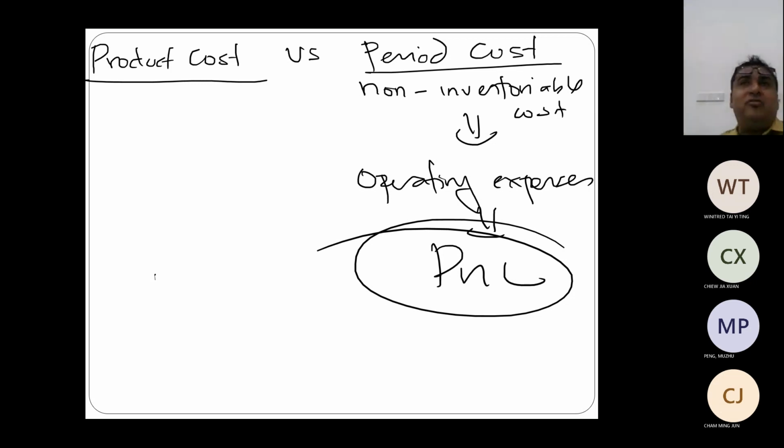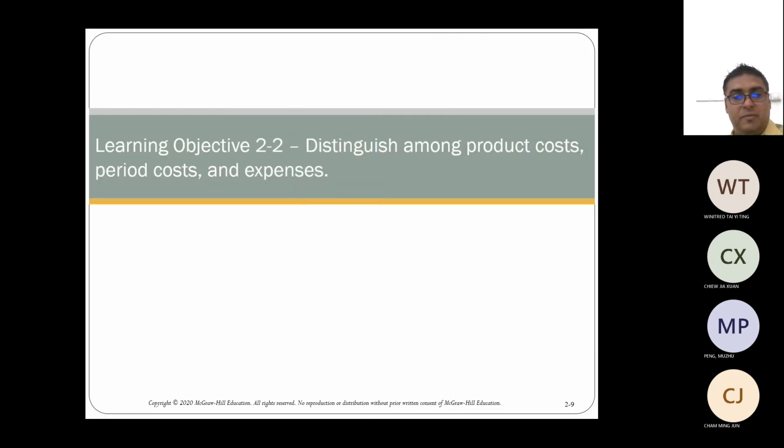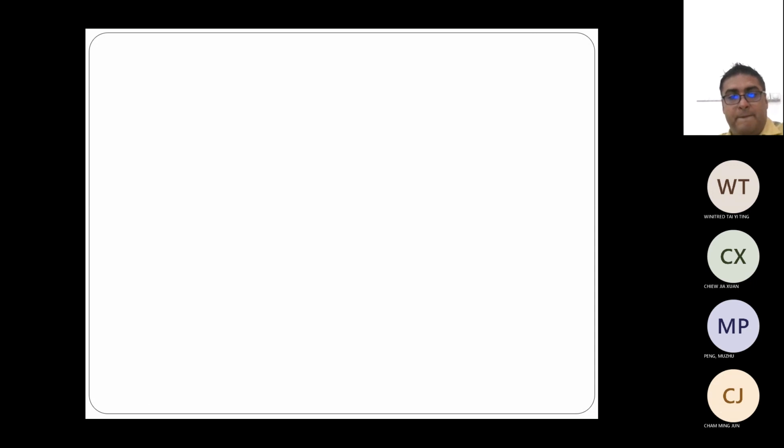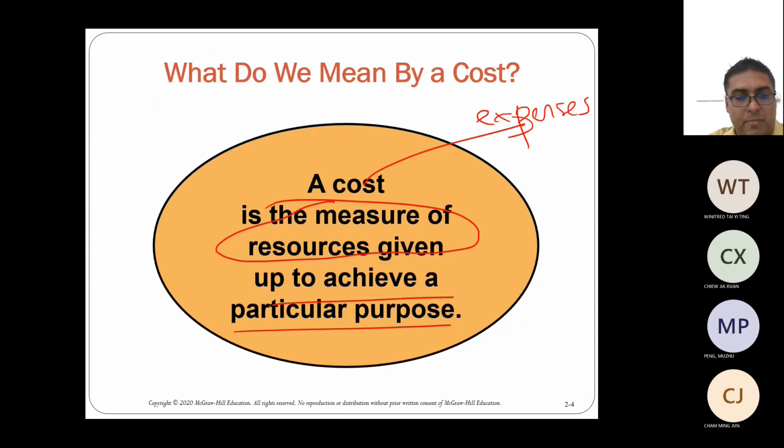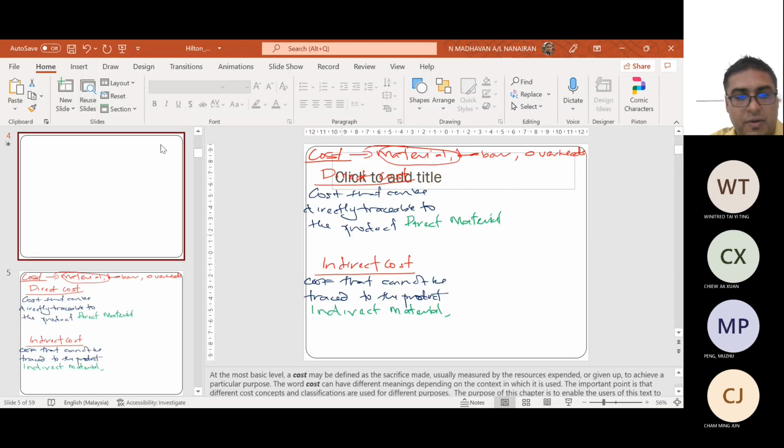Are you with me? In fact, your first tutorial, question number 1, is a very interesting question whereby they give you a company factory scenario and they will ask you to determine whether it's product or period. Are you guys with me? Are we together so far? I'm scared I'm going too fast. Anybody feel you are not following? Okay, good. People at home, are you following? Yes, sir. Okay, good.